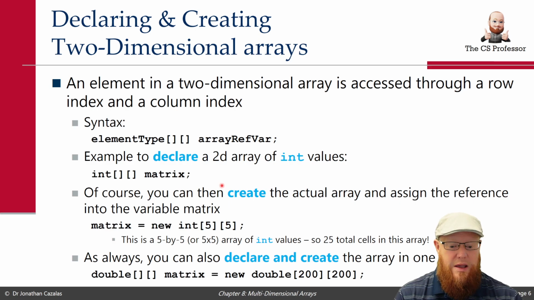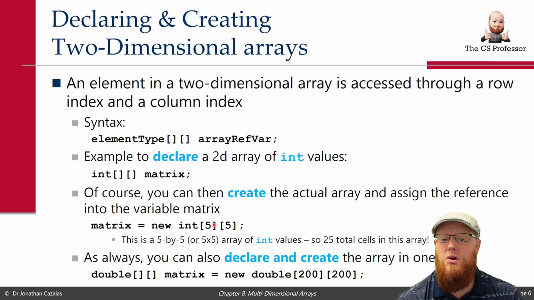You can also create the actual array and then assign the reference into that variable matrix in the exact same way that you do for one-dimensional arrays. So here, if I said new int and we had 5 by 5, that's going to create an array with 5 rows and an array with 5 columns for a total of 25 cells inside this two-dimensional array.